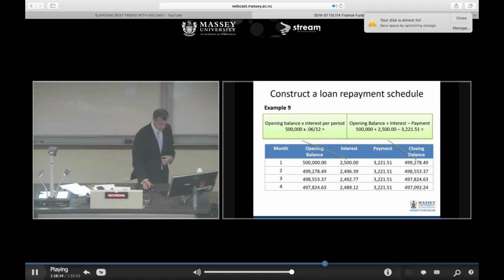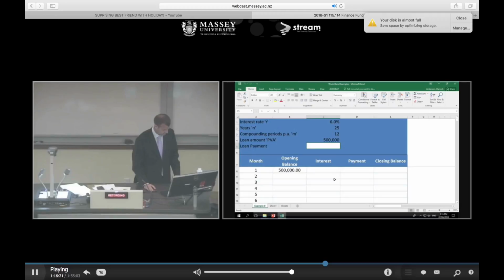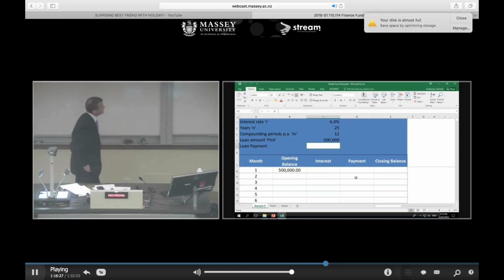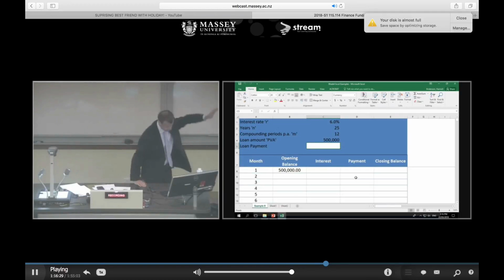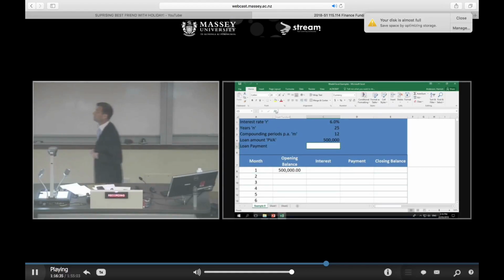So I'm just going to show you that in Excel. Hopefully. There we go. Came up nicely. I was having trouble with it before the class. So most of the information here is what we've got. What I need to do is work out loan payment, and I started showing you last week that some of these formulas are already built into Excel, and this is another one that is.